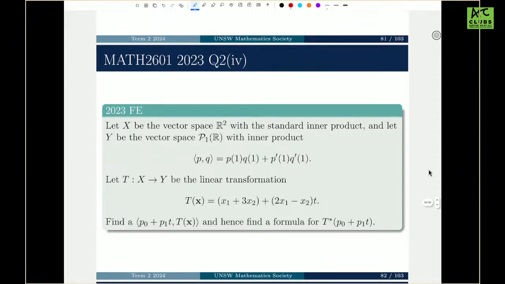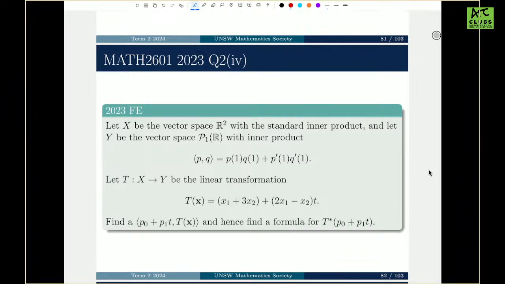So unfortunately, we're not going to look at an example that easy. We're going to pick something a little bit trickier. This is from last year's final exam, and it's got a lot going on here. Let X be the vector space R2 with the standard inner product. That's nice. We're just working with the dot product.